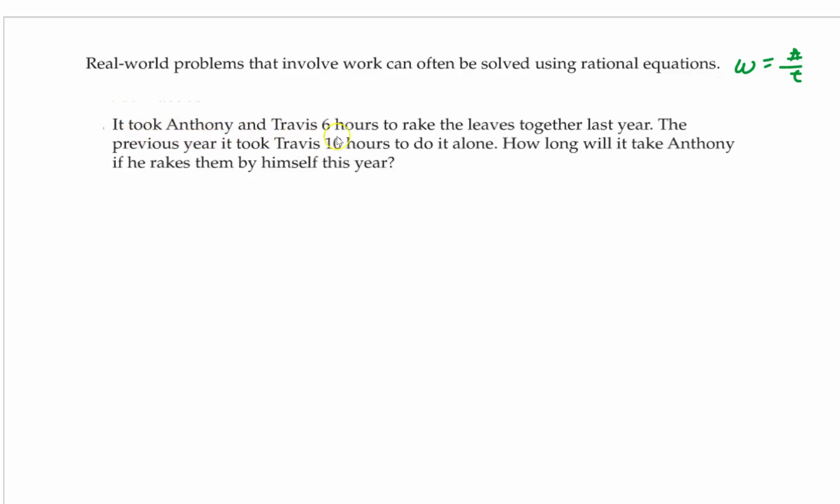It took Anthony and Travis 6 hours to rake the leaves together. So the rate together is 1 over 6. So they work together. The previous year, it took Travis 10 hours to do it alone. So Travis's rate, he could do 1 job in 10 hours. Again, together they could do 1 job in 6 hours. How long will it take Anthony to rake the leaves by himself this year? So Anthony is 1 job in x hours.